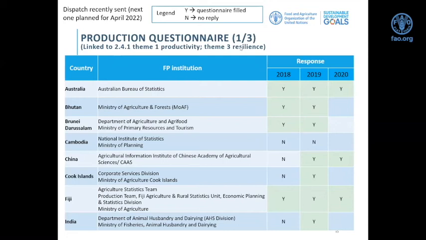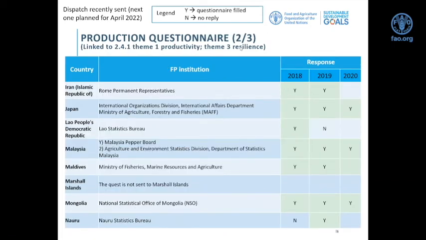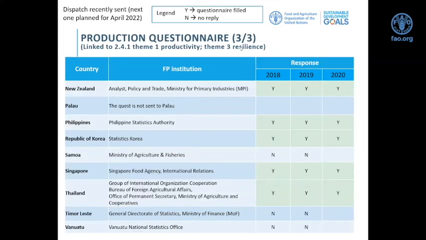As part of this separate data collection process that is done with a joint dispatch for the production questionnaire, which is linked most closely to theme 1 for productivity and theme 3 for resilience, we would like to thank those countries also here that have been reporting to our production questionnaire, which include Australia, and to highlight China and Fiji, as well as Japan, Malaysia, and Mongolia, New Zealand, Philippines, Republic of Korea, Singapore, and Thailand that have been reporting for 2020 and earlier years.